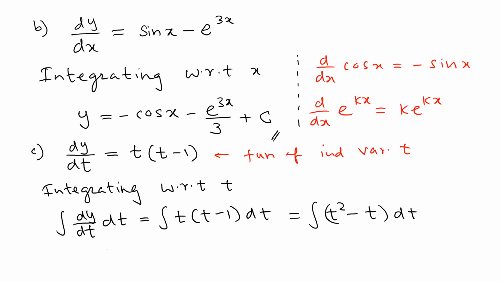So the left side is simply going to be y. On the other side, if you use the power rule, you get t cubed over 3 minus t squared over 2 plus c. So that is the answer to this problem. You can see it's very easy. The only thing that we need to understand is you cannot do a product, you need to distribute that. Okay, so let's look at the next one.